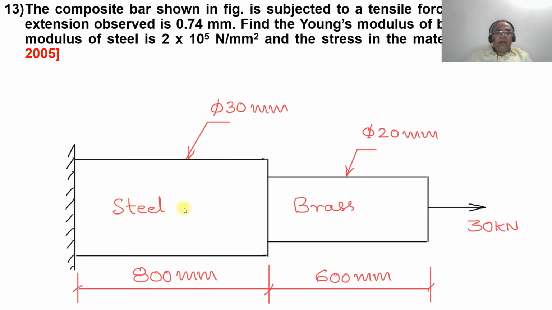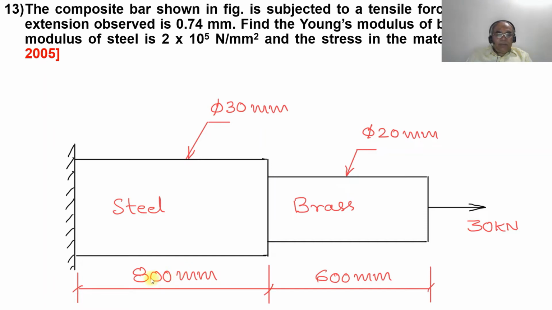We have a steel bar here and we have a brass bar. It is a composite bar. What is the meaning of the composite bar? It means if a bar is made out of two different materials, it is called a composite. So here the diameter of the cross-section of the steel bar is 30 mm, and the diameter of the cross-section of the brass is 20 mm.